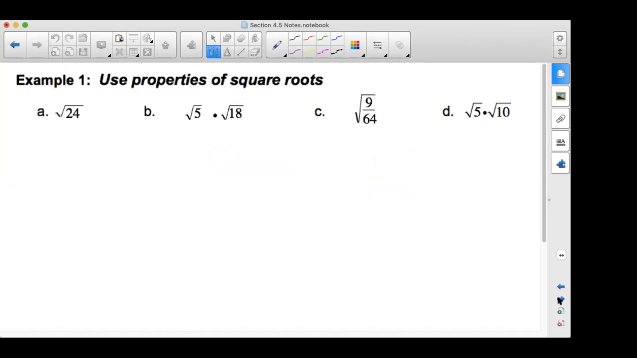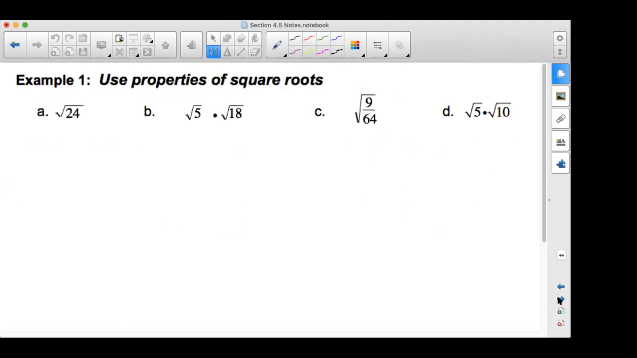All right, so go ahead and try these practice problems. I'll do the first one with you. So we have root 24. By that product property, how can we split this up? I'm sorry, my brain's not working.